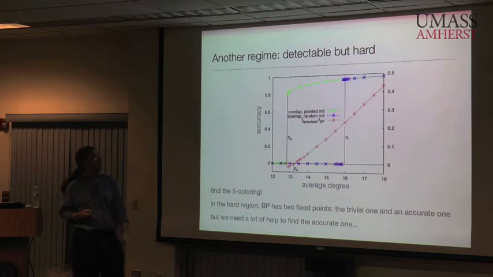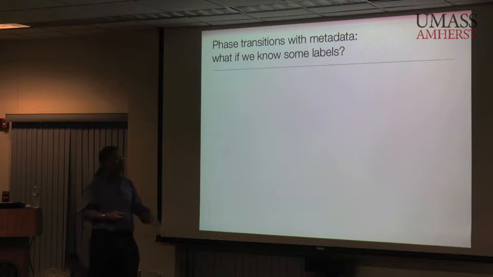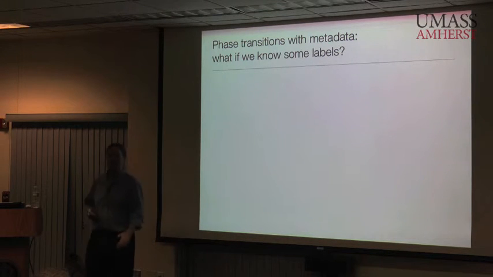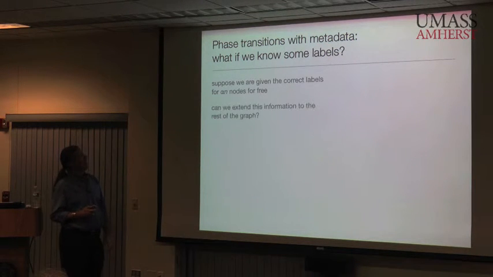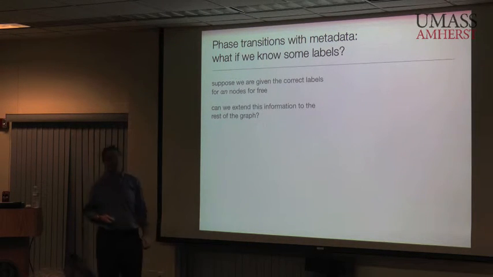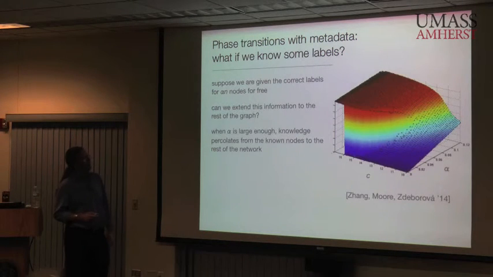Well, if you need some help, I'll give you some help. I'm going to tell you the true labels of a certain fraction of the nodes. I'll just tell you that for free. What happens? So can you extend from the known nodes to the unknown nodes what their labels are? Well, some nice things happen. So this is the density of the network. This is the fraction of labels that I told you for free.